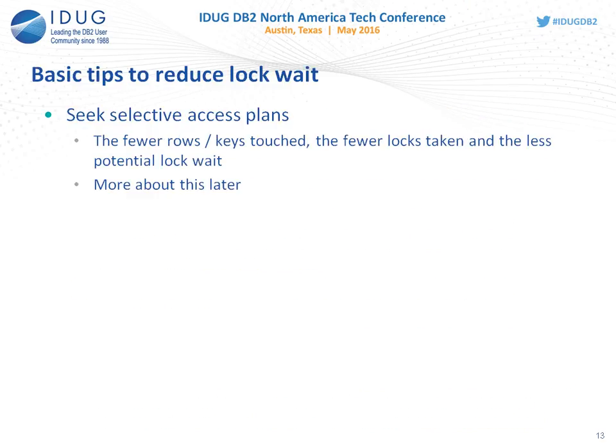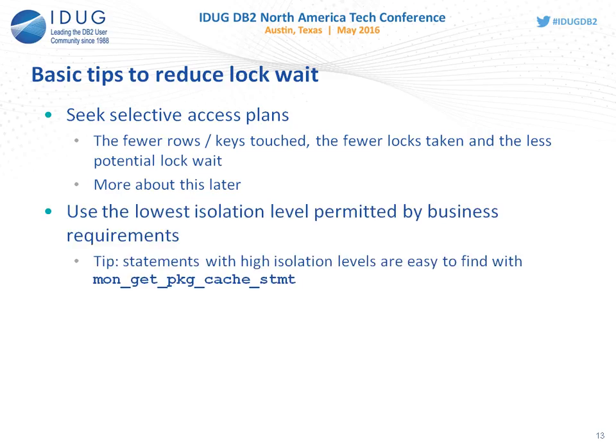Okay, a couple of basic tips to reduce lock wait. Obviously, selective access. Like I said, no rocket science here. If my plans are going against indexes or partitioned tables or MQTs or something like that, if things are a little bit more selective, it means fewer locks, which means less potential lock wait. Also, use the lowest isolation level permitted by business requirements. We can pick up the isolation level in use out of one get package cache statement.